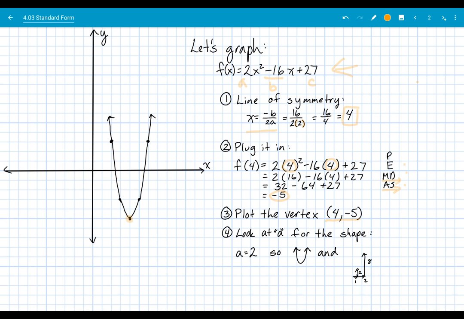And then we're going to look at a, our stretch factor, to figure out the shape. So a is +2, and because it's positive, that means it opens upward. So I'm going to be looking at going over and then up. And because it's a 2, I'm going to multiply those up times 2. So instead of going over 1, up 1, I'm going to go over 1 and then up 2, because 1 times 2 is 2. And then over 2 and up, not 4, which would be our typical. I'm going to go double that, so 4 and then 8. And you'll see that that's where I got my main points over here, over 1, up 2, over 2, up 5, 6, 7, 8, to get to those 5 points.